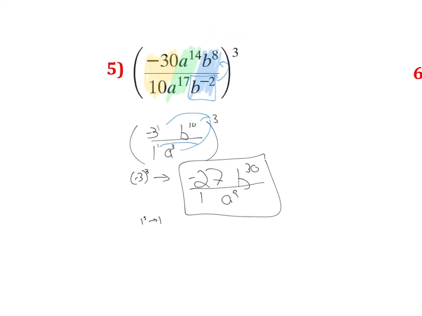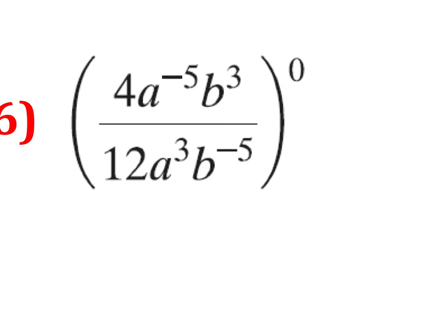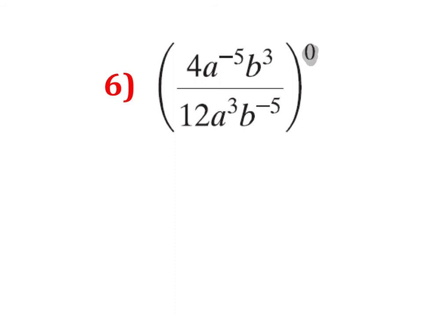All right, one more. We have 4 a to the negative 5th, b to the 3rd, all over 12 a to the 3rd, b to the negative 5th, all raised to the power of 0. Well, I kind of foreshadowed this. We have an exponent of 0. This whole thing is just going to be 1. Anytime you have something raised to 0, the entire base just turns into a 1. So you could go through and try to do all the properties there, but let's be honest, you're just going to waste your time if you do that.